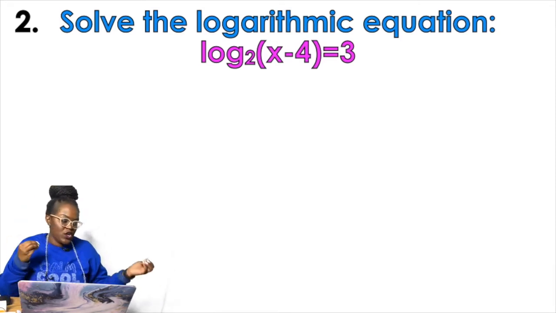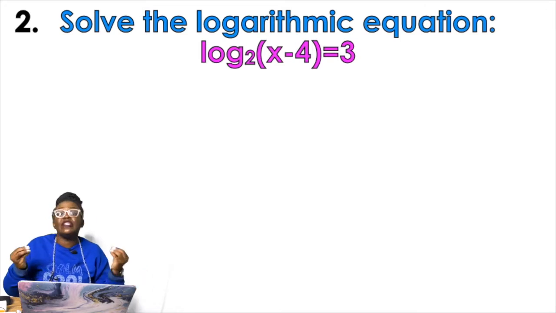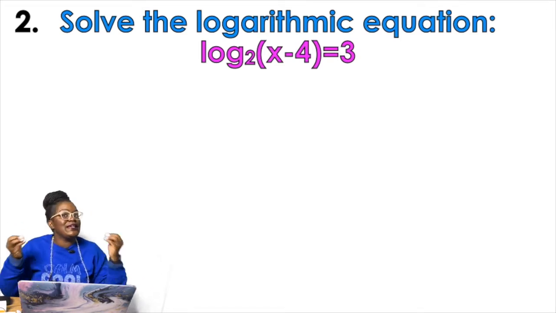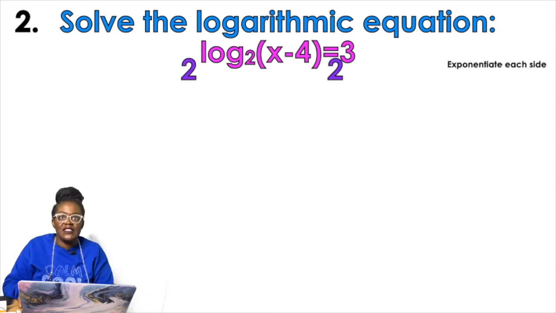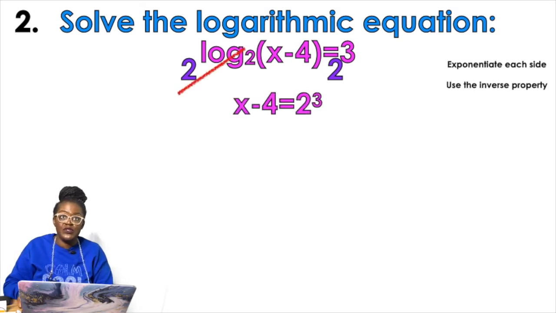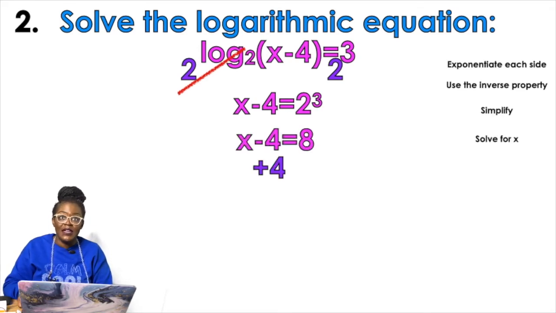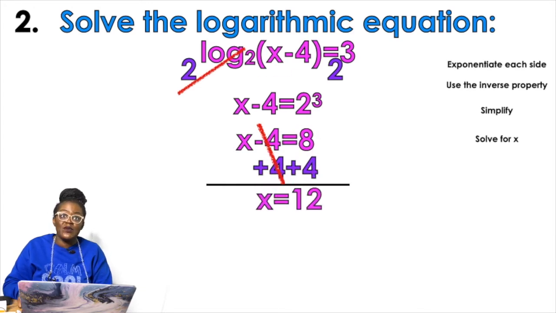I always say you want to make sure that you know your properties. You want to make sure you know how to expand and condense before you get to this lesson. Okay, so we're going to exponentiate both sides, raising both sides to the power of 2. That lets me use my inverse property. So I get x minus 4 equals 2 to the power of 3. 2 to the power of 3 is what? It's 8. Then I add 4 to both sides to isolate x. And guess what? x equals 12.